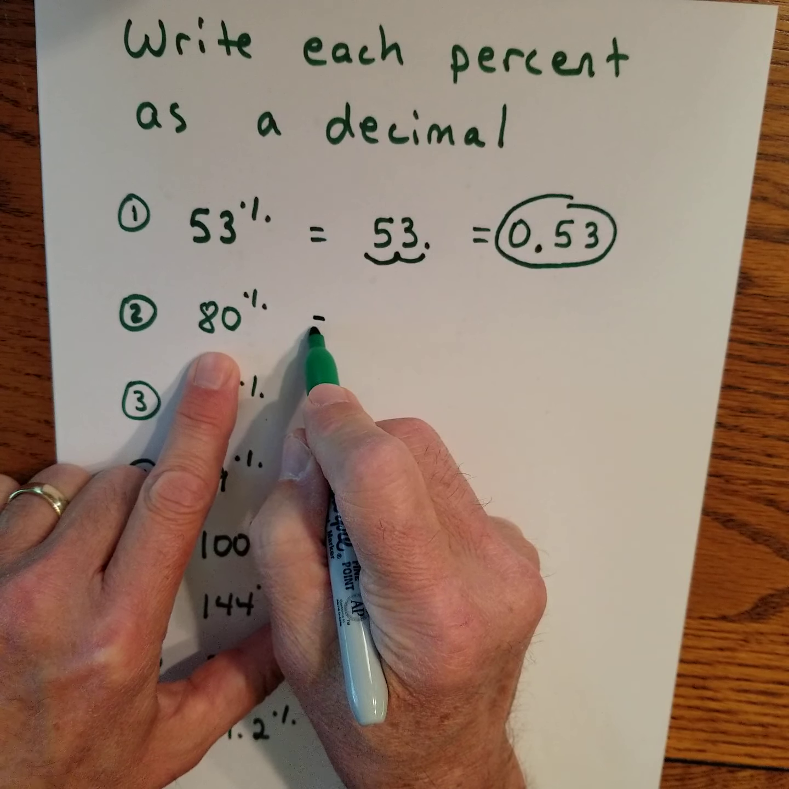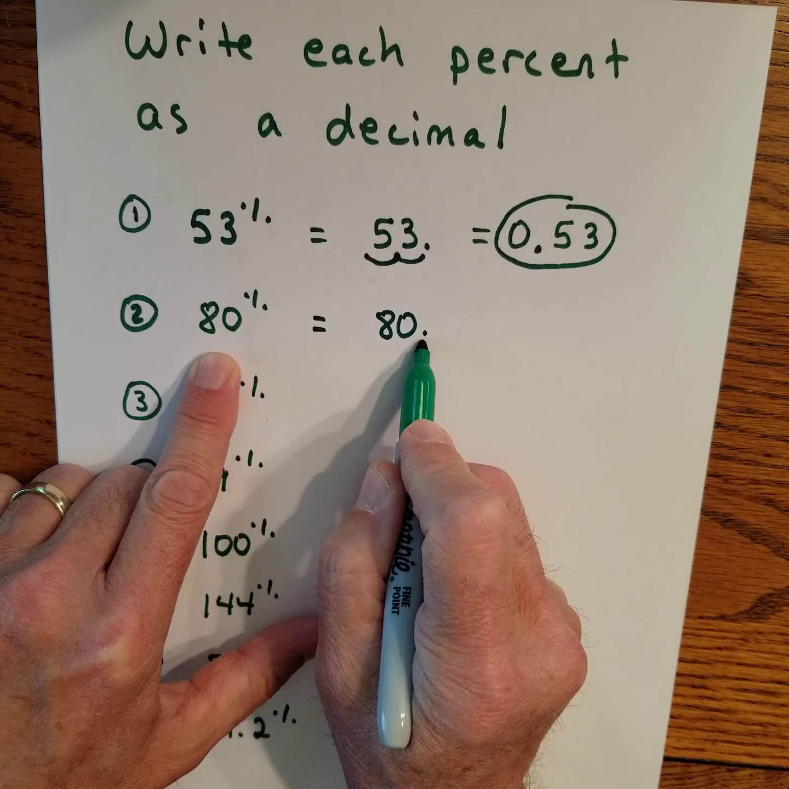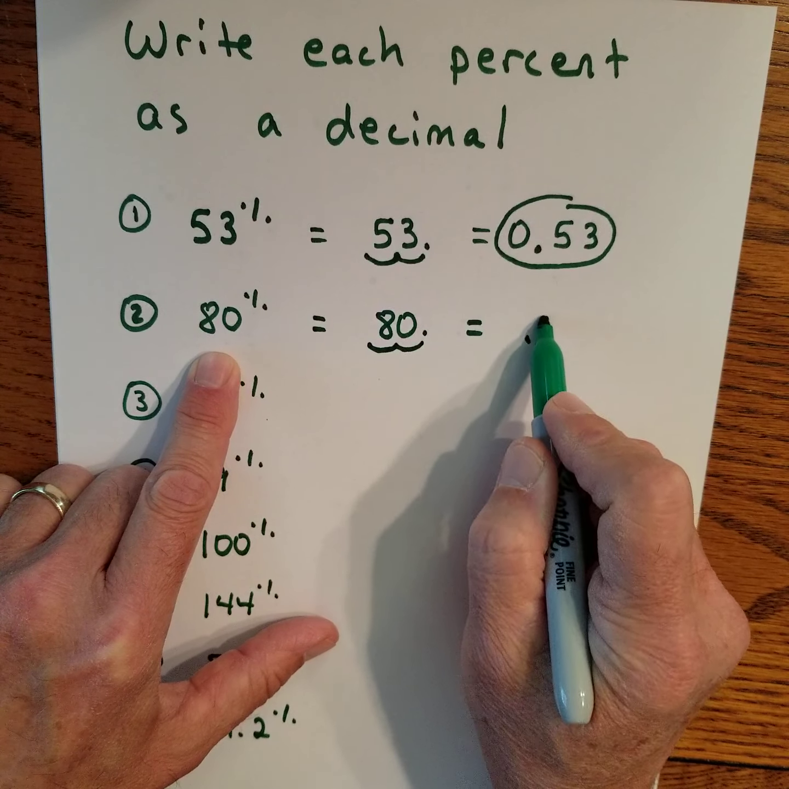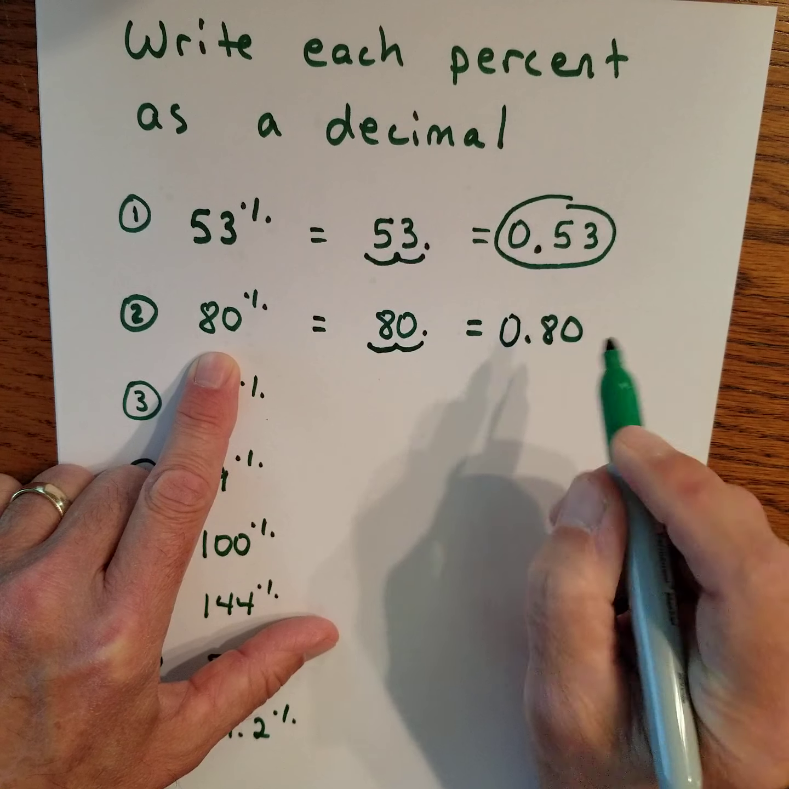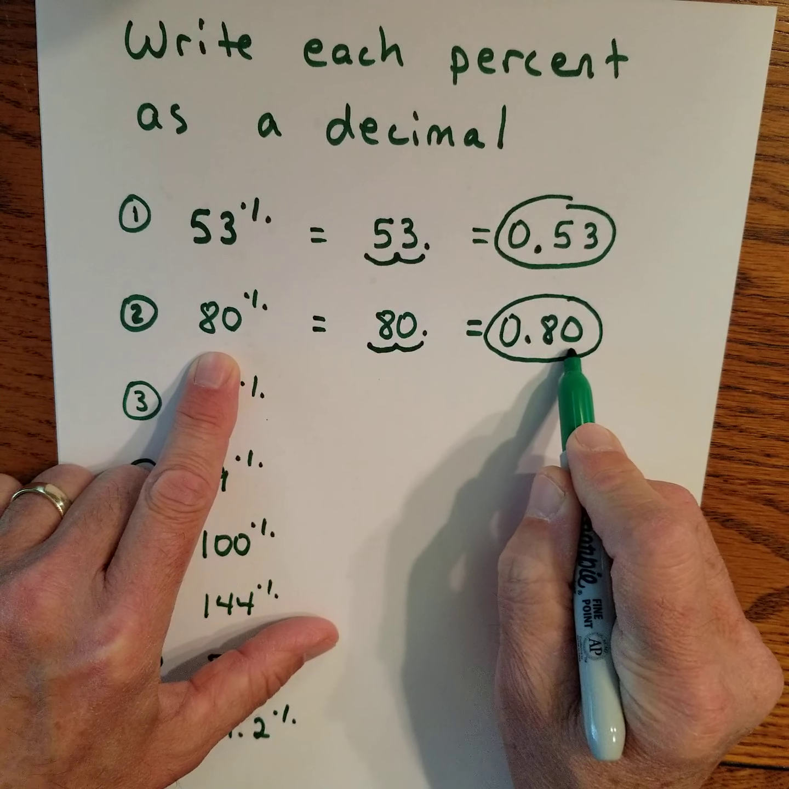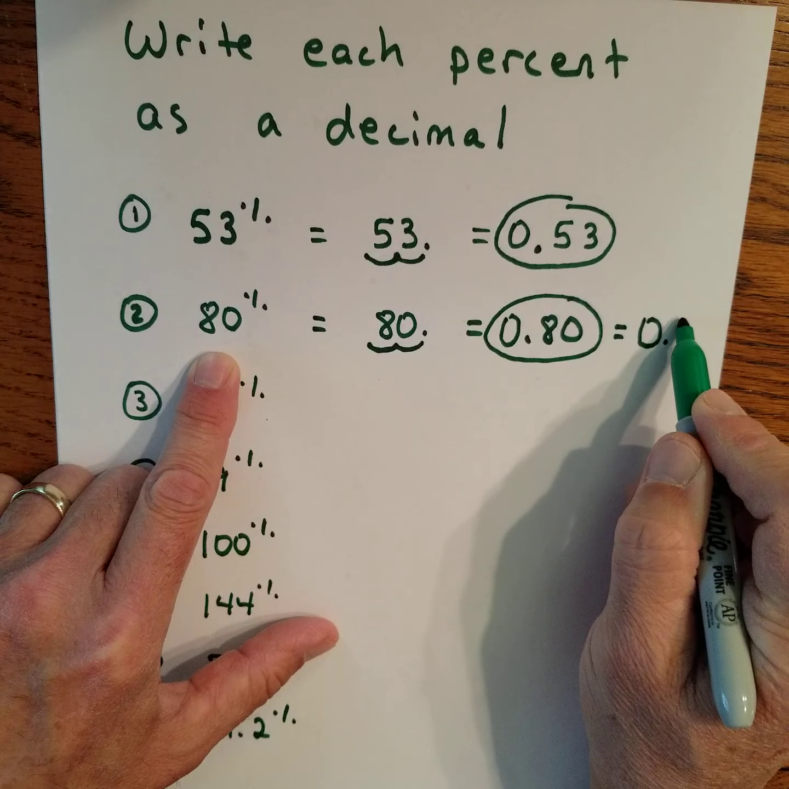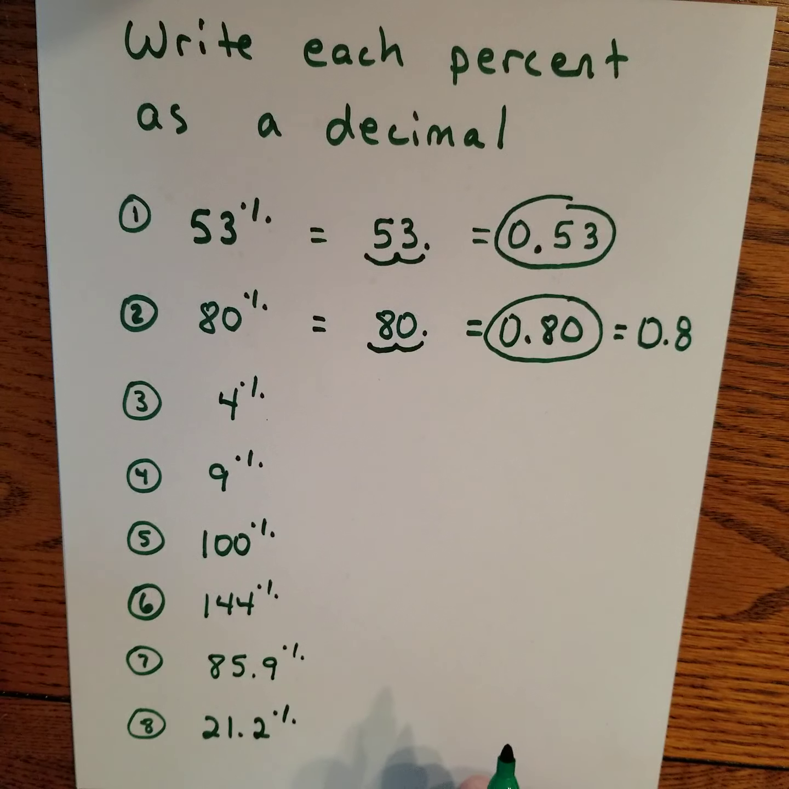80%, move the decimal point 2 spots to the left, is 0.80. Put a 0 in front of that. That's an acceptable answer, although when you have a 0 here, you don't even have to write it. You could also write that as 0.8. I would take either answer as full credit.